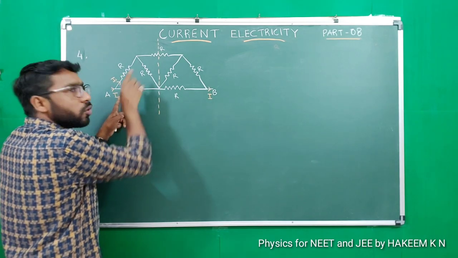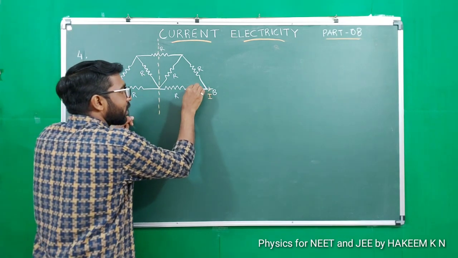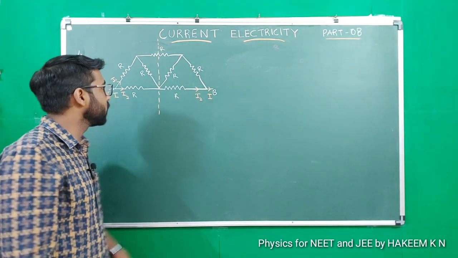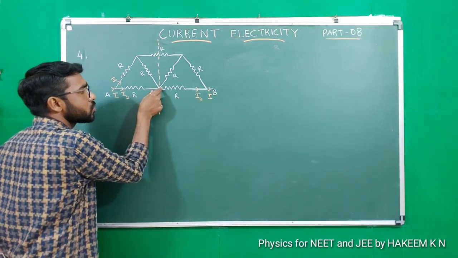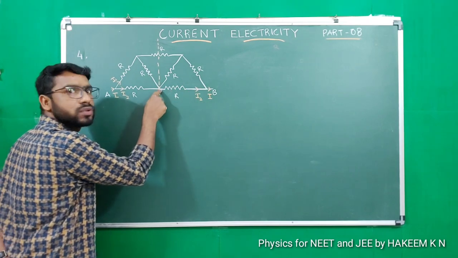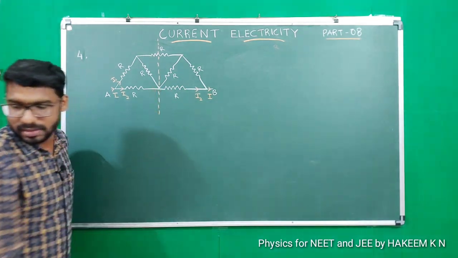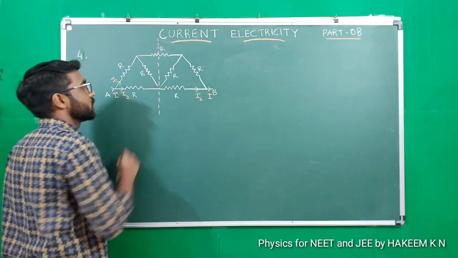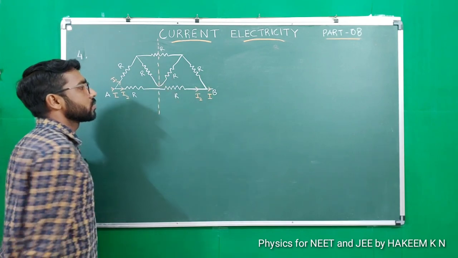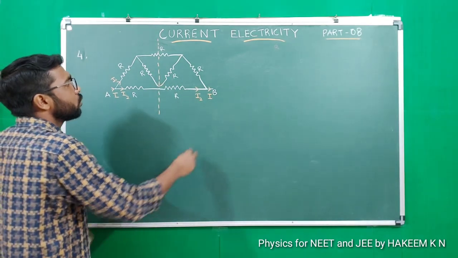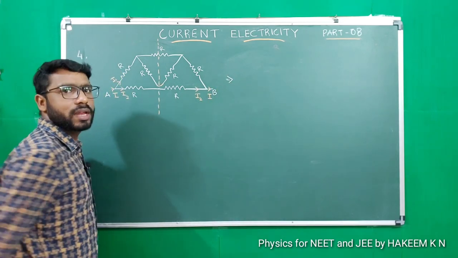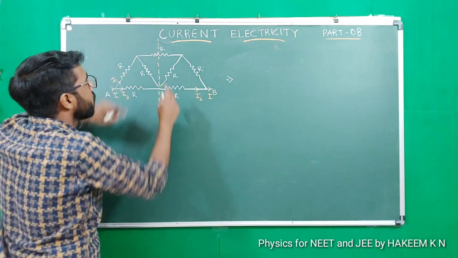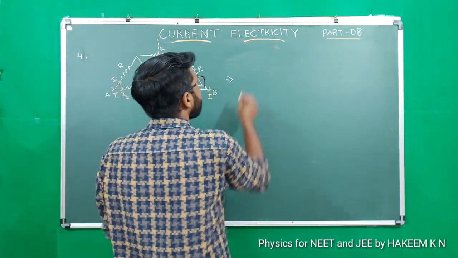Then what happens according to mirror symmetry? I2 should directly reach at B. That means current is not increasing and not decreasing due to this junction. So that junction we can neglect, or we can cancel out this junction. Okay, now we can draw the equivalent network. Here R and R in series give 2R. So drawing the equivalent network.